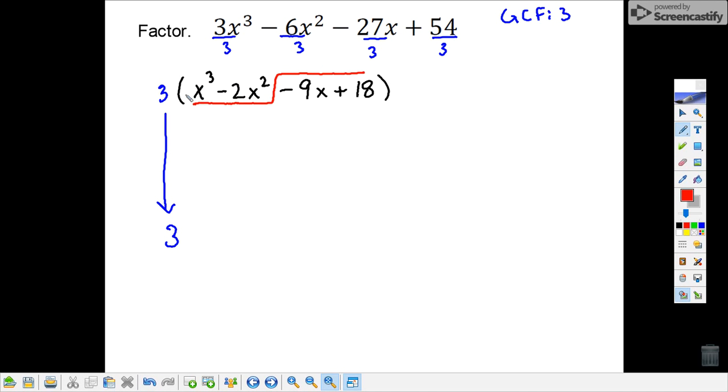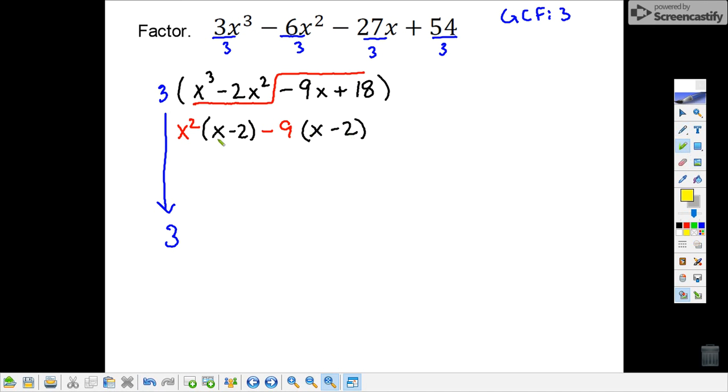So my greatest common factor of the first pair is x squared. So I pull out an x squared, and I'd be left with x minus 2. Greatest common factor of your second pair is negative 9. And then that would give me, if I divide each term by negative 9, negative 9 divided by negative 9 is positive 1, so we have 1x. 18 divided by negative 9 is negative 2.